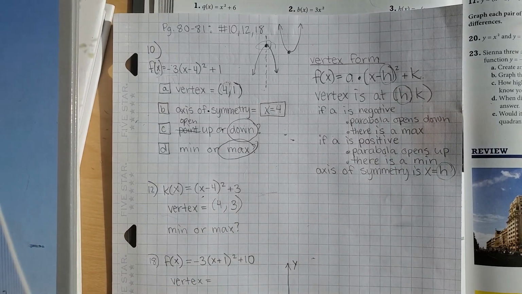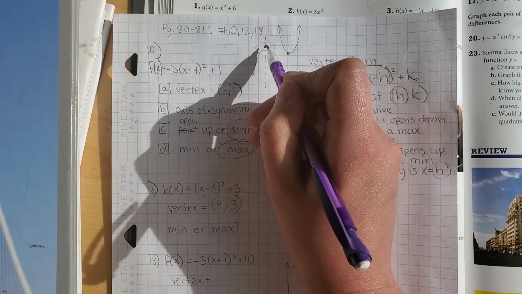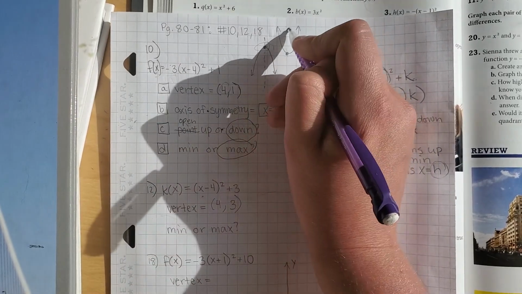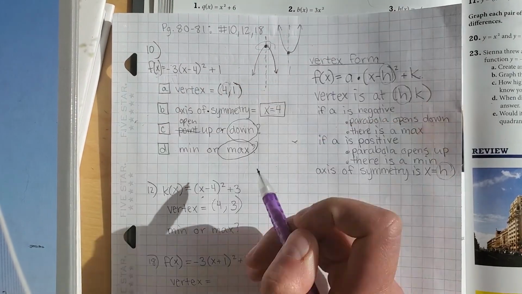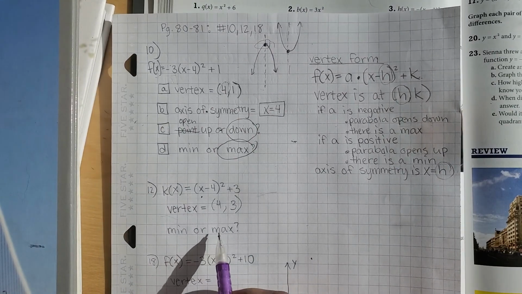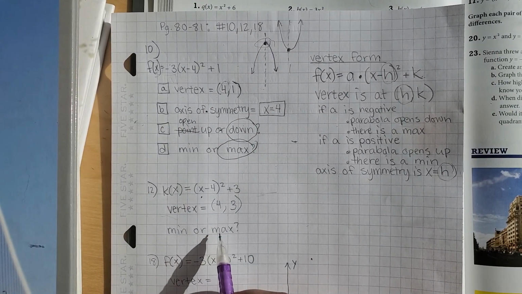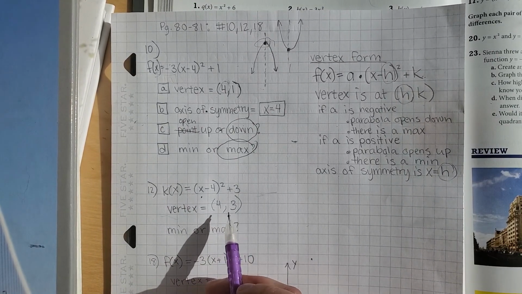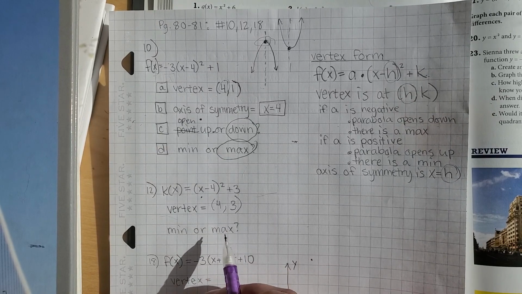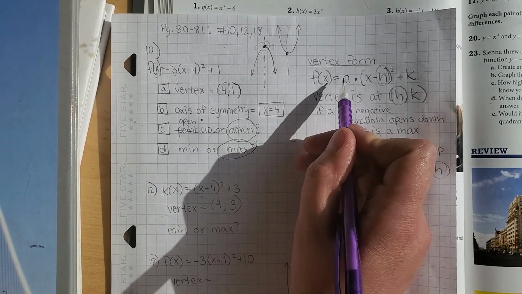And that is the coordinates of our vertex, or the point that lines up exactly with the axis of symmetry. All right, and now we want to know, is this a min or a max? Is this the highest point of the parabola or the lowest point? And remember, we find that from looking at our A.